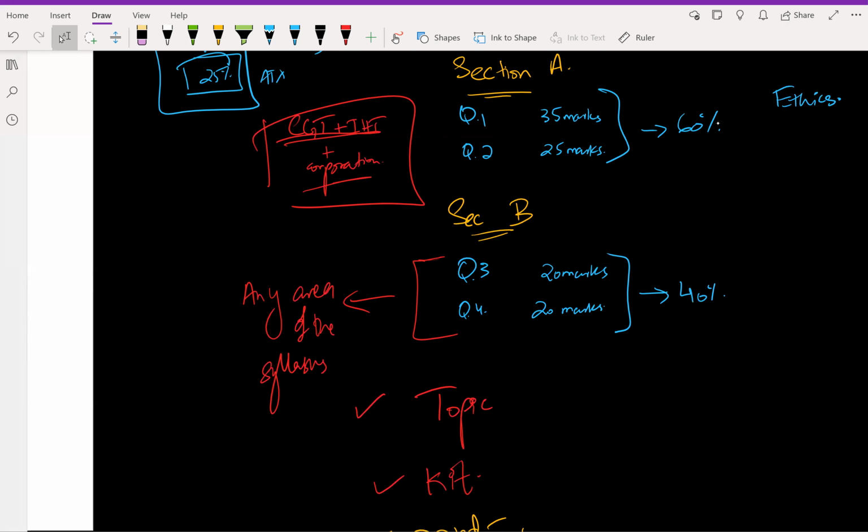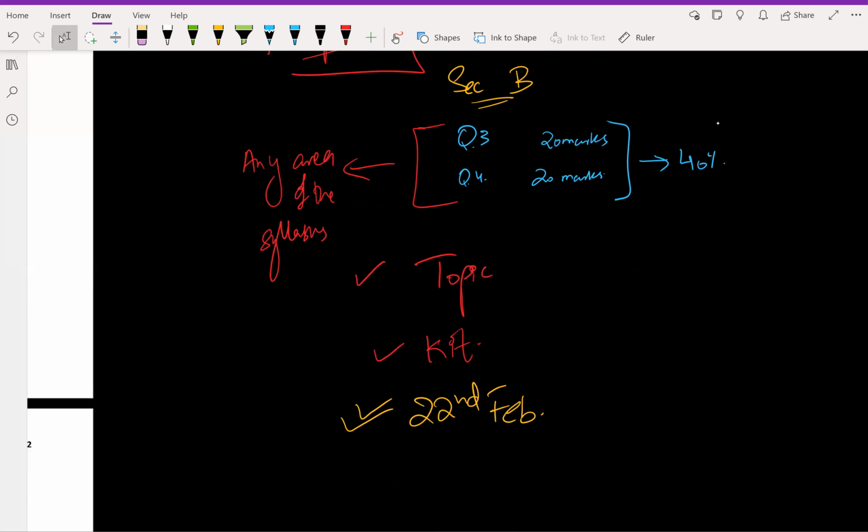Like I said, each and every area in the syllabus is important. So the target is 22nd Feb, more or less 22nd, anywhere between 22nd and 24th, not beyond that. Okay, so that's my target.